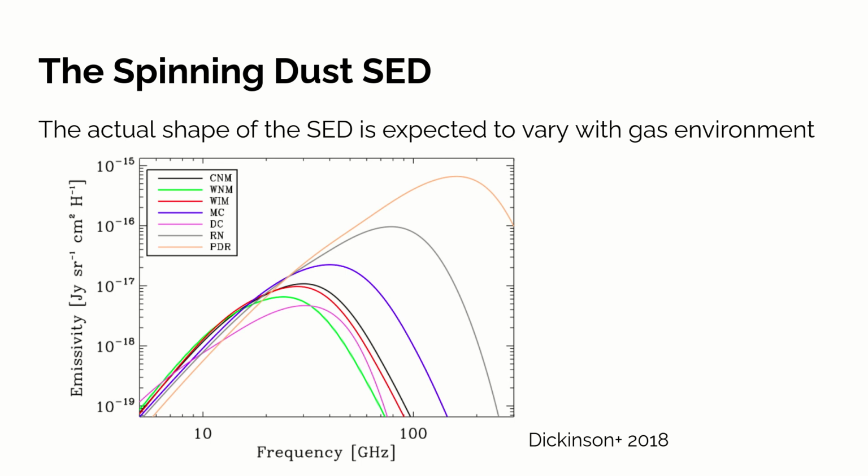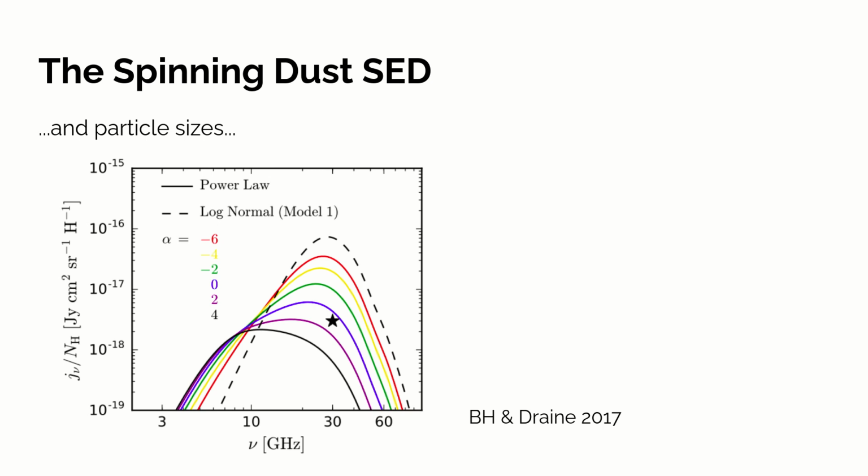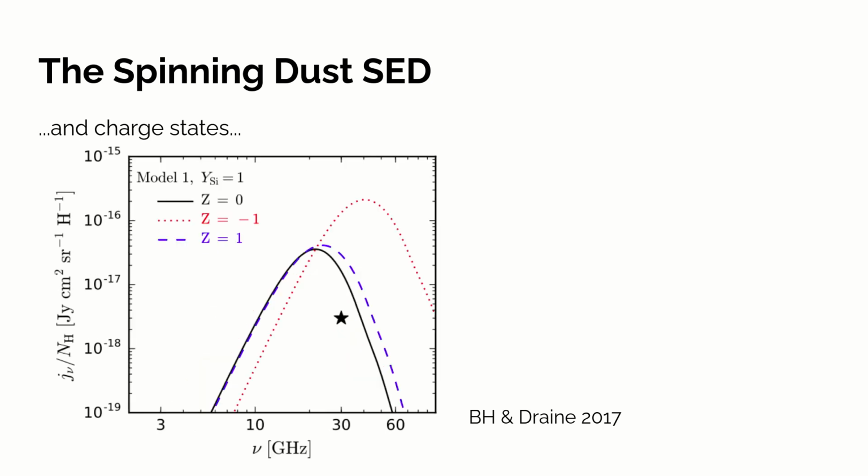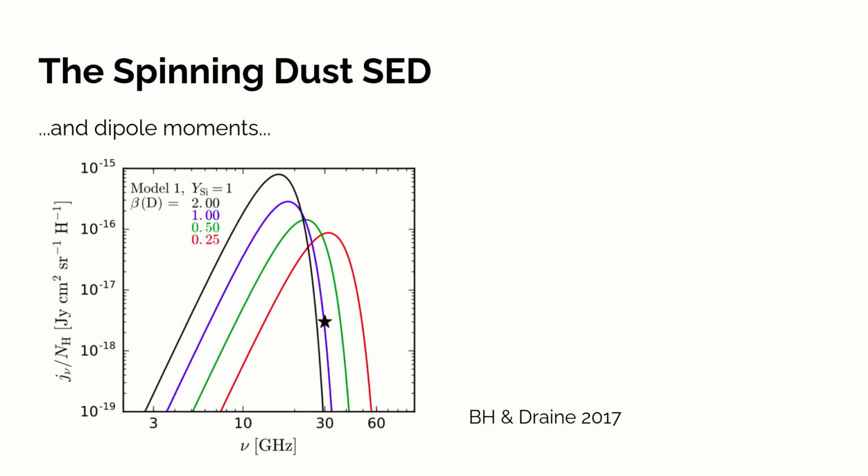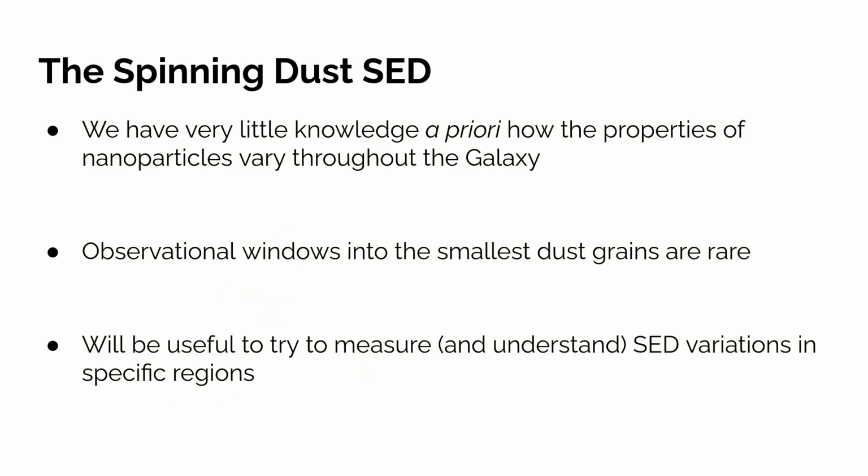The actual shape of the SED is expected to vary with the gas environment, as shown in this plot from the State of Play AME paper. We also expect it to depend on the particle size, the charge states of these particles, and the dipole moments of these particles. And we honestly don't have a lot of knowledge a priori of how each of these properties of these nanoparticles should vary throughout the galaxy and what we expect them to be, as observational windows into these very small dust grains are rare given their small size.